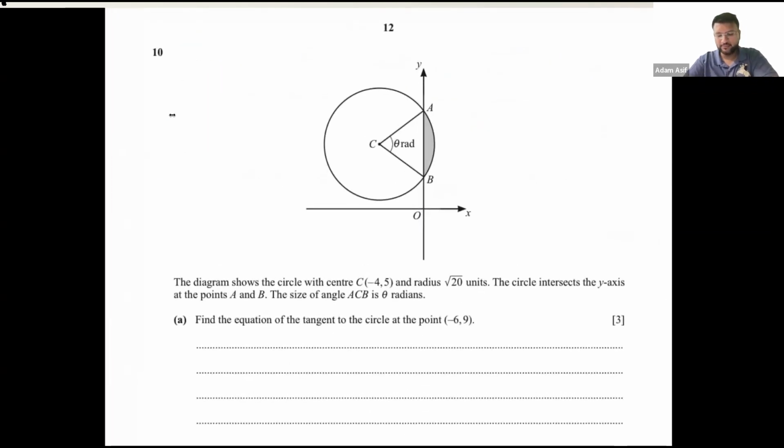Okay. The diagram shows a circle with center C and radius square root 20. The circle intersects the y-axis at the points A and B. The size of the angle ACB is theta. Find the equation of the tangent to the circle at the point (-6, 9). We need to find the equation of the tangent to the circle at this point. Now this point (-6, 9) would be somewhere here or here, I don't know the exact location, but the point is given and we have to find the equation of the tangent.